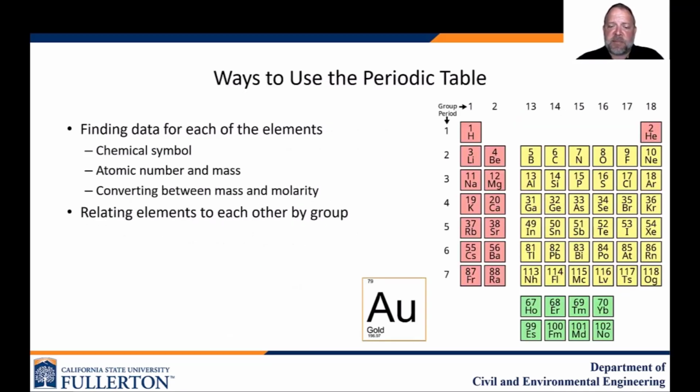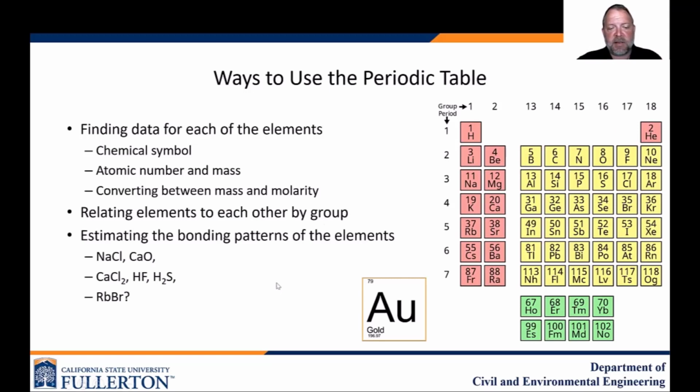There's a lot of different ways to use the periodic table. You can use it to find data. So if you're trying to figure out what the density of something is or what the atomic number is, you just go to your periodic table and it will tell you. You can find out the chemical symbol, the atomic number. So all this different information is there. And then you can even figure out what the bonding should be by relating elements to each other by group. So you can, like I said, estimate the bonding patterns. We talked about that briefly before.